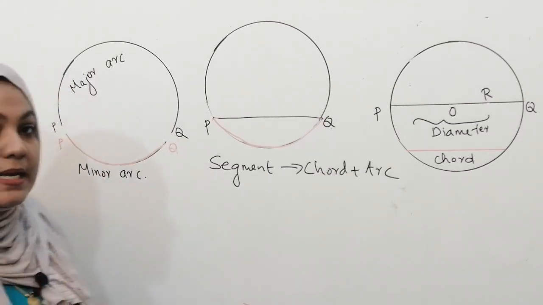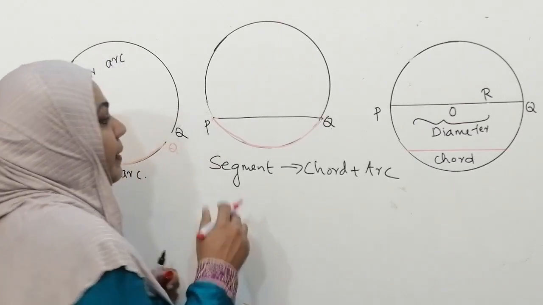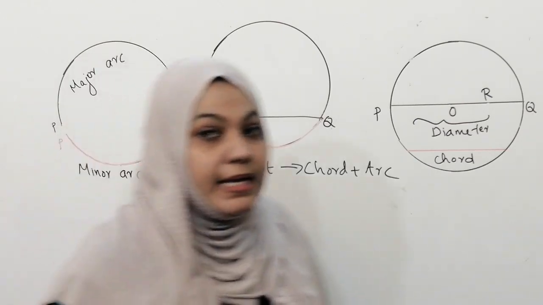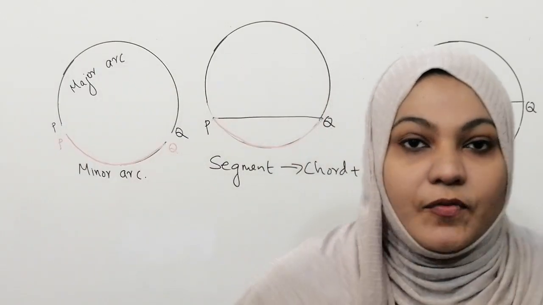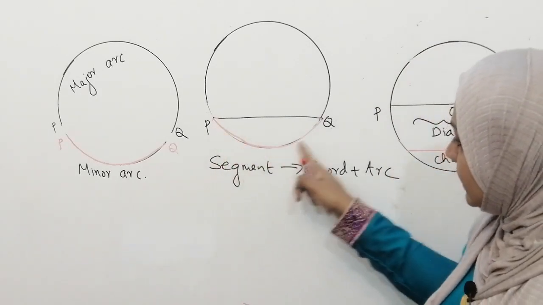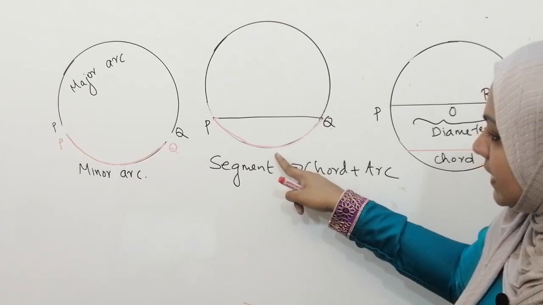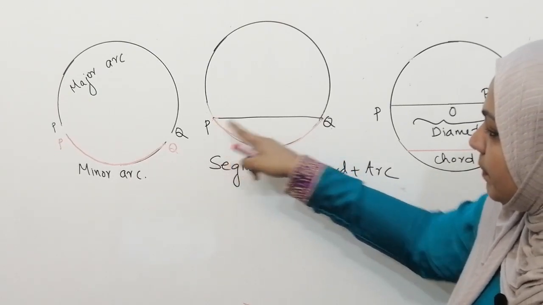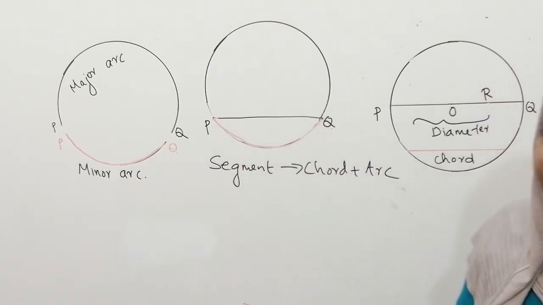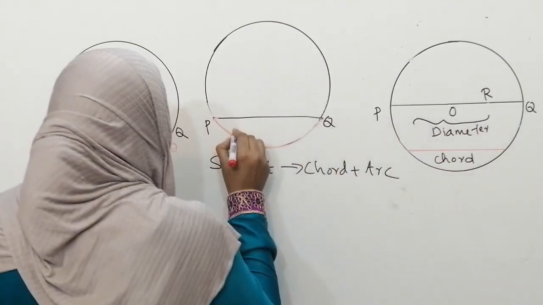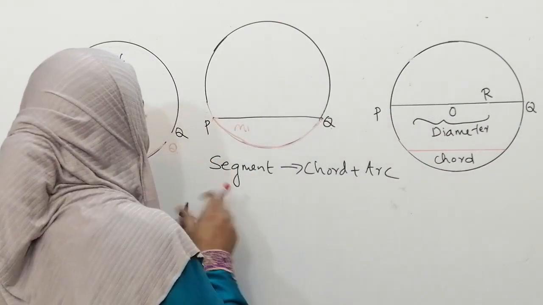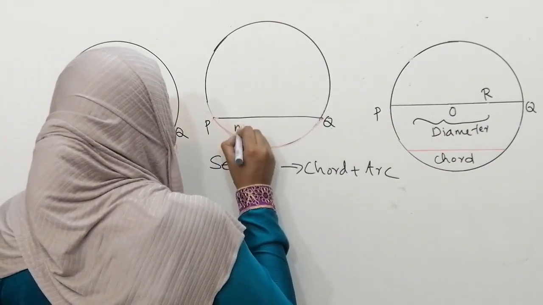So it could be a minor segment or a major segment. What is the definition for minor arc? Minor arc means less than half of the circle. So here you can see PQ is the minor arc. So it is less than half of the circle. So less than half of the circle plus chord is called the minor segment. So this is our minor segment.